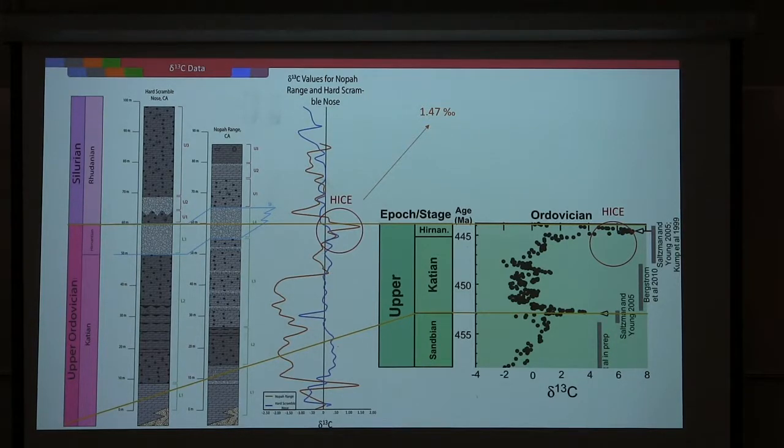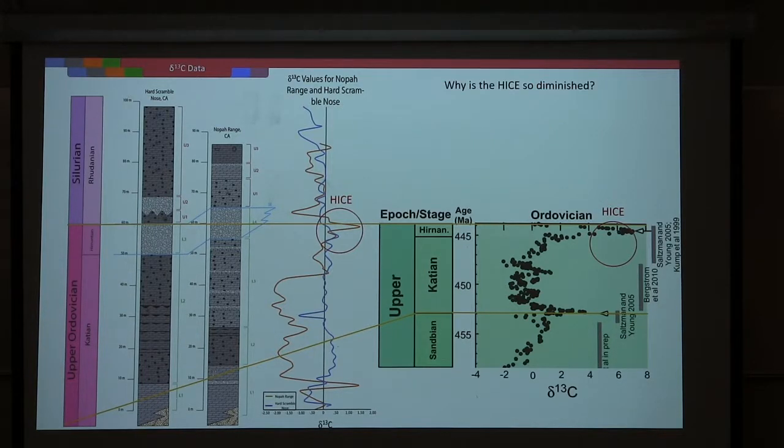our values are about half of what we see here in the global delta C13 curve, where you have 1.47 per mil, which is our highest at Nopah Range, and just 0.57 at Hardscramble Nose. And this compares to the 3 to 8 per mil excursion seen in that global curve by Saltzman and Young and Kump et al. in 1999.